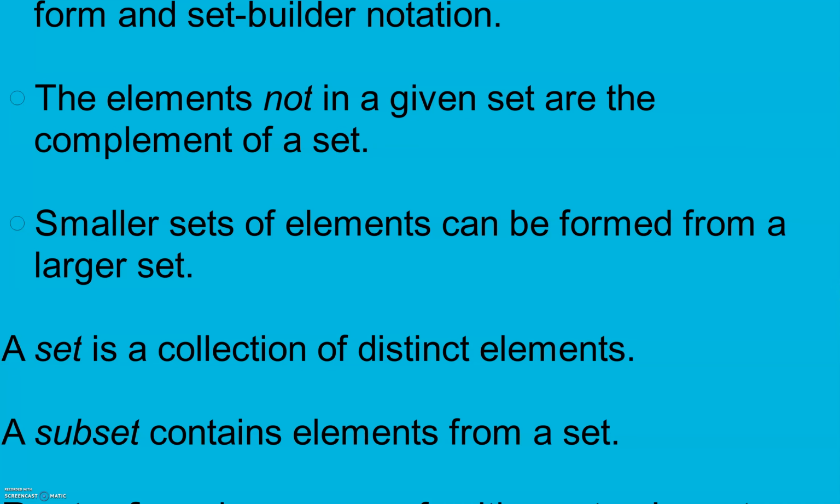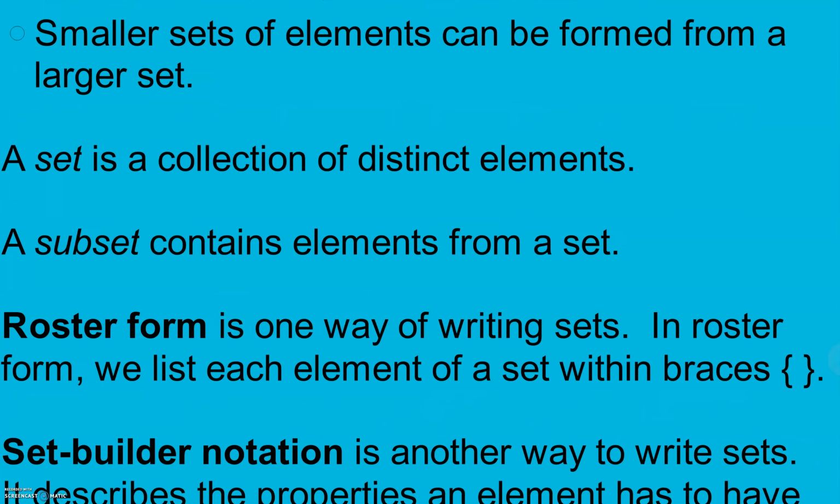Smaller sets of elements can be formed from a larger set. So a set is a collection of distinct elements, like people in our class, for example. A subset contains elements from a set. An example would be freshmen or people wearing red. So from the people in our class, a smaller group.